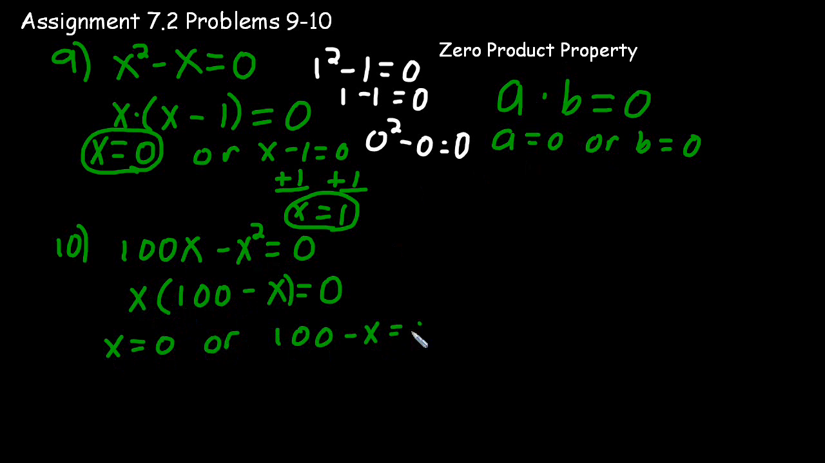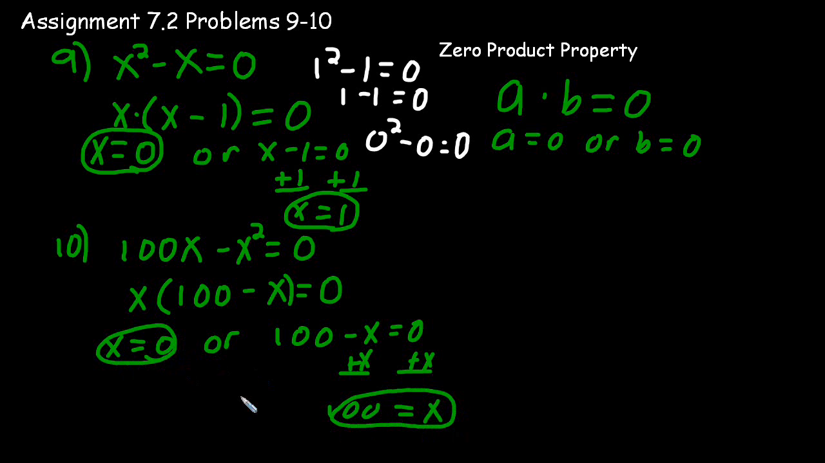Here we could add x to each side. We'd have 100 equals x. And so we have our solutions to this equation. We have a 100 and we have a 0. And you could check those in the original equation.